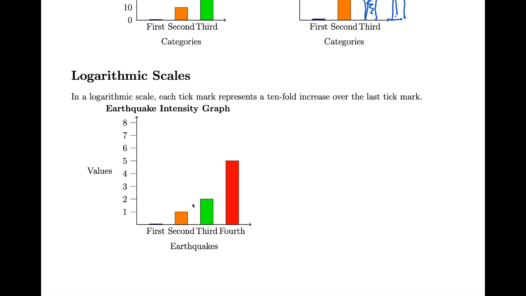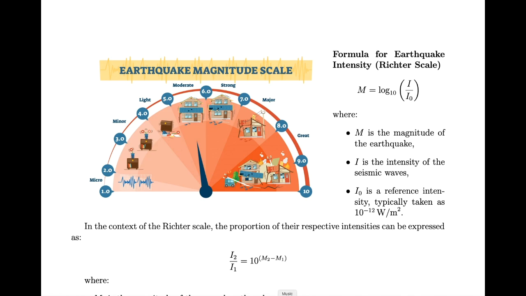So we can see then you have this here, which is at a 2, and this one is at a 5. There's only 3 points on the scale, but this red earthquake is actually 1,000 times stronger than this green earthquake. Now we come to the formula for the earthquake intensity using the Richter scale.